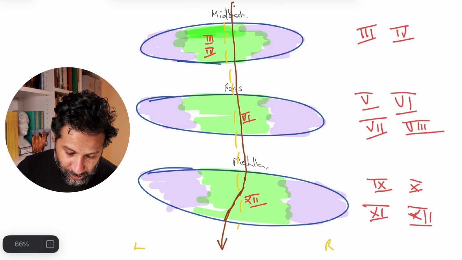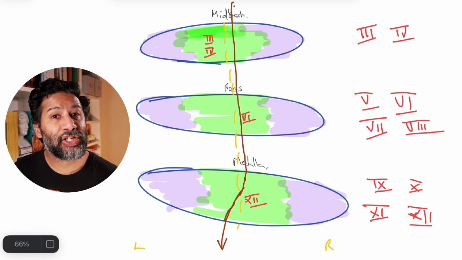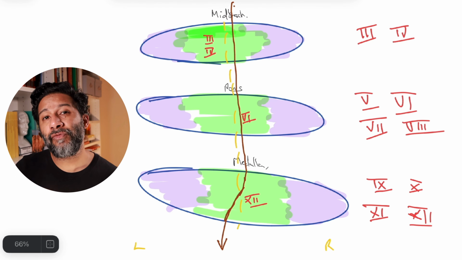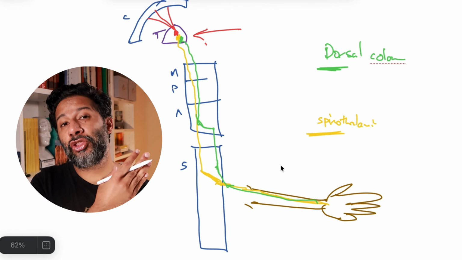Okay, next we have the medial lemniscus. What is the medial lemniscus? I have never heard of this before. Well, you actually have. This is the name for the dorsal column in the brainstem. The dorsal column are your sensory pathways. You've got your dorsal column, and we've also got our spinothalamic tracts.